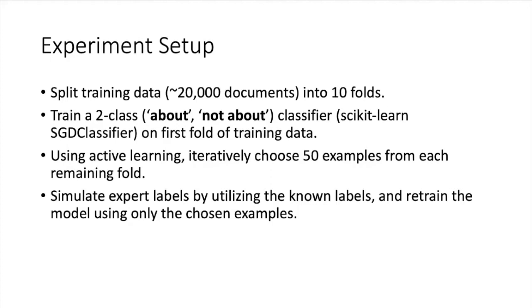We're then going to apply our active learning methods and iteratively choose 50 examples from each of the remaining folds. The folds represent the pool for pool-based active learning, and out of that 2,000 or so documents, it'll choose 50 to retrain the model on, and then report the results using F1 scores.